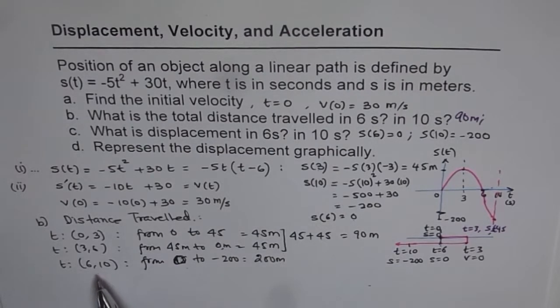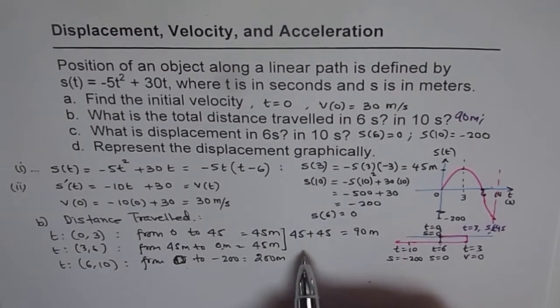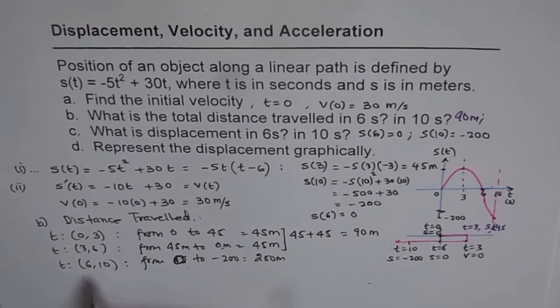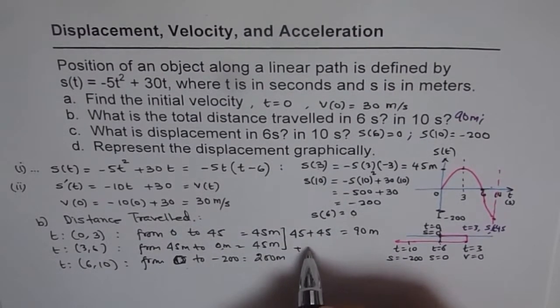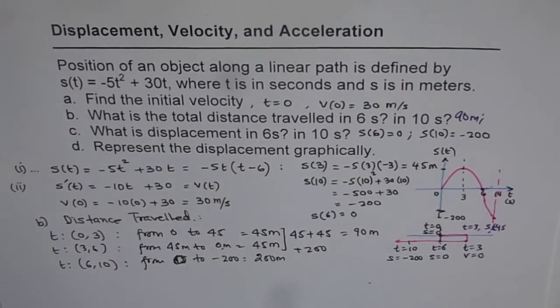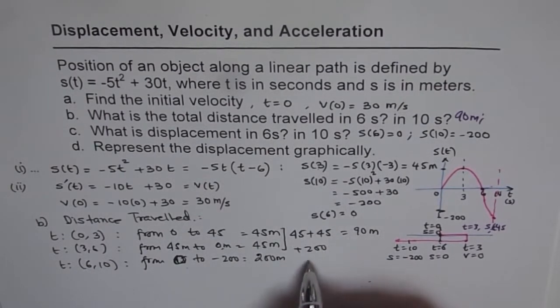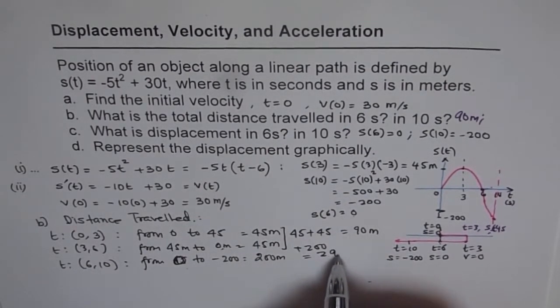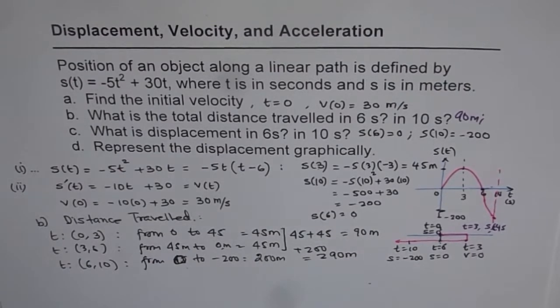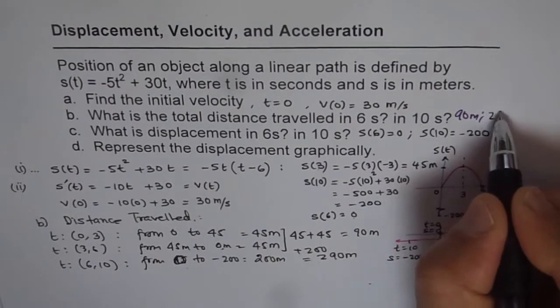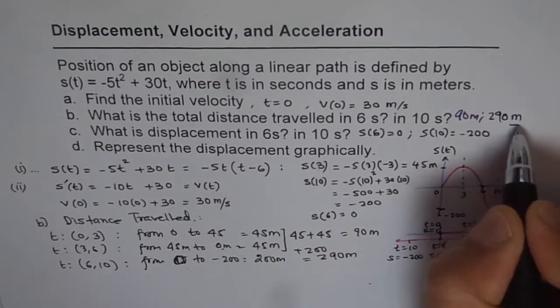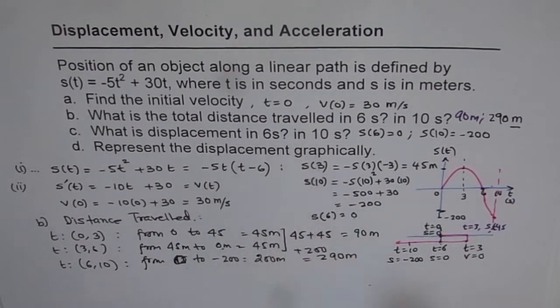Do you understand? So the total distance traveled will be the first 6 seconds plus these 4, which is plus 200. So 200 plus 90 gives us 290 meters, correct? So we get here the second answer, which is 290 meters. Do you understand? So total distance traveled in 10 seconds is 290 meters. That is how you find distance traveled.